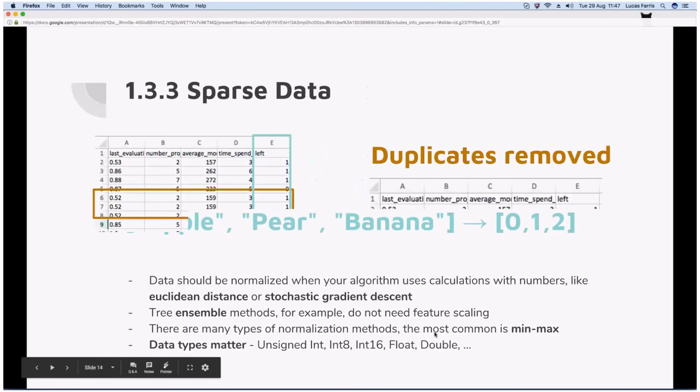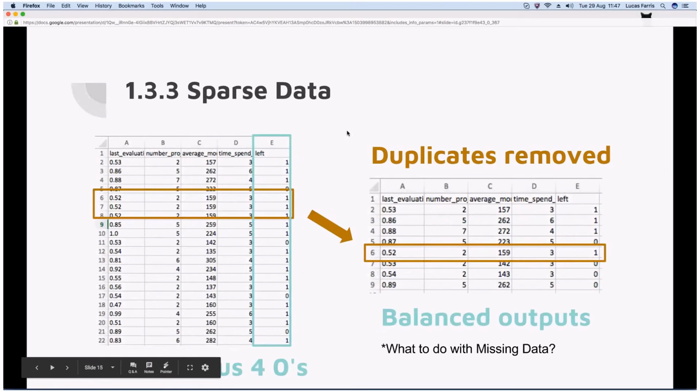Okay? So, once you have your data set, it's marked, everything's fine, you should first remove sparse data. For example, removing repeated columns, as you can see here in brown. And also, it is very nice to balance your outputs. So in this column, you can see that you have a lot of ones, a lot of people who left, and not a lot of people who stayed in the company. So this is going to create bias in your algorithm, and bias is bad.